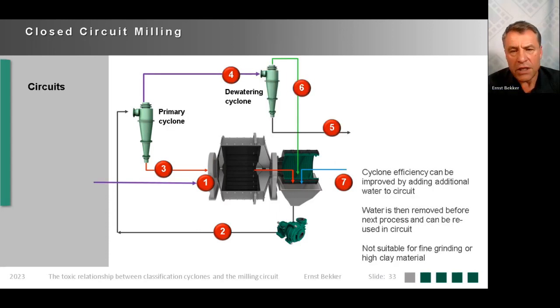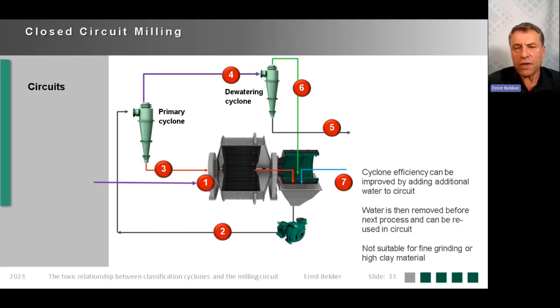One option is to look at dewatering cyclones on the mill cyclone overflow. You can add more water in the process, you dilute the feed to the primary cyclone, and the dewatering cyclones' underflow will move to the next process. The overflow water can be returned back into the process, into the mill circuit.